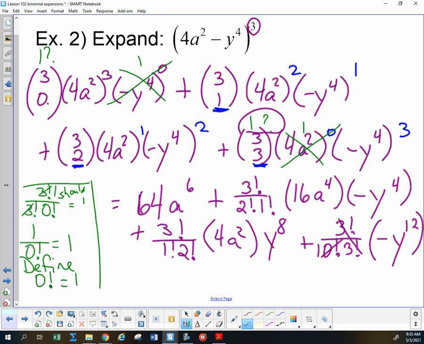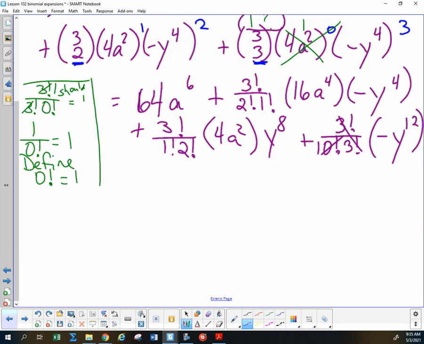Everybody okay with that? So now we just have some cleaning up to do, maybe with the help of a calculator. 64a squared. And let's see, 3 factorial over 2 factorial and 1 factorial, that's just going to be 3. Oh, thank you, 64a to the 6th.